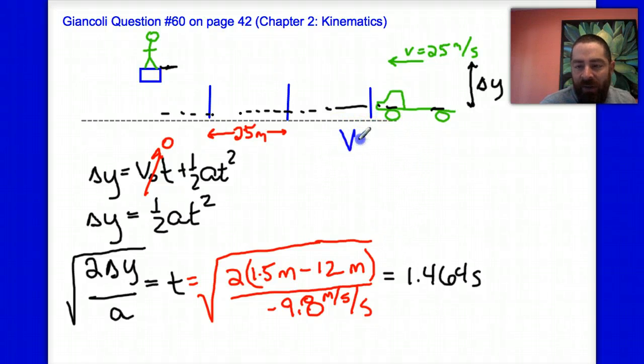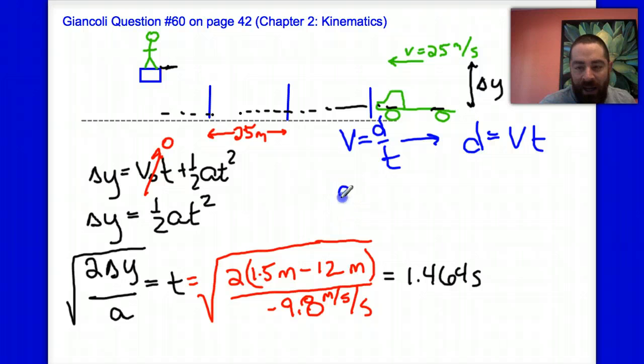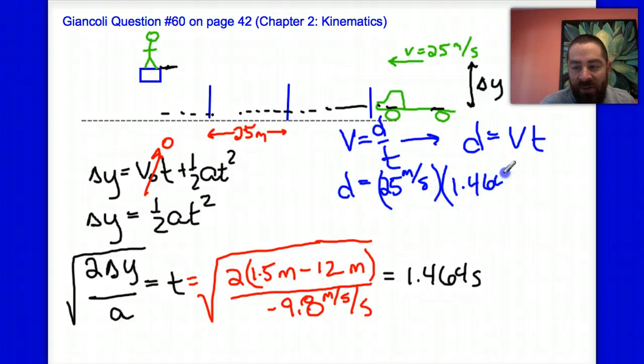I'm going to use velocity is equal to distance over time. Rearranging this equation for distance, I get d is equal to vt. And then I can say that the distance, or how far in front of the truck he should jump, is equal to the velocity of the truck, 25 meters per second, times the time that he's in the air for, 1.464 seconds. This is what we solved for in the previous part of the problem. You now get something on the order of 36.6 meters.